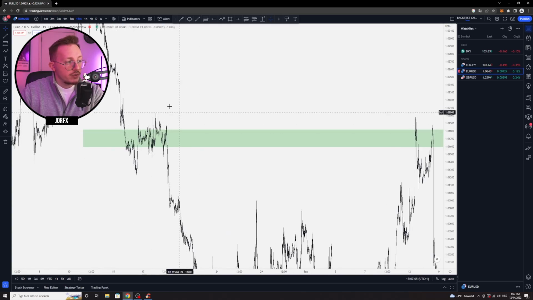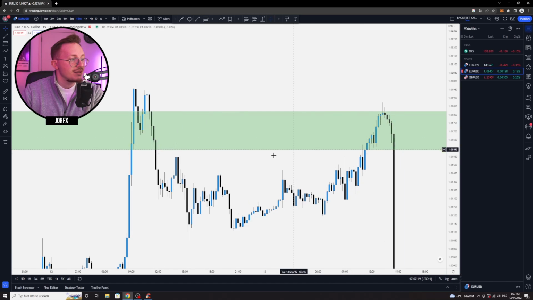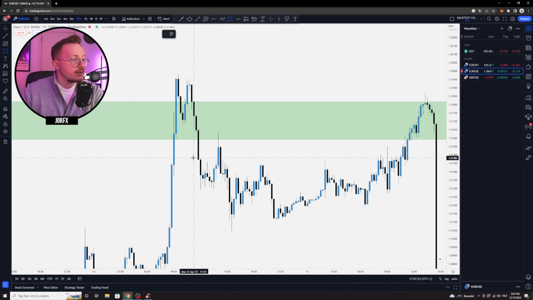We found an order block right here on the daily, and it was an order block to go short. So we will be looking for short opportunities. We will be looking for a fair value gap in this market. This is a fair value gap right off the bat. This is a fair value gap, and this, and this, and this is a fair value gap. All these candles leave fair value gaps behind them.